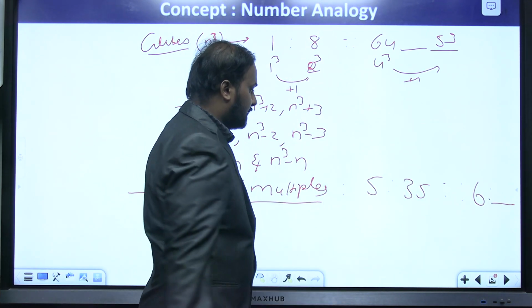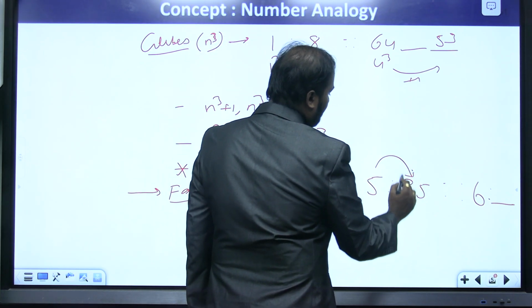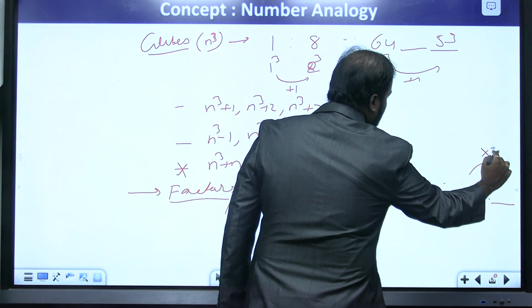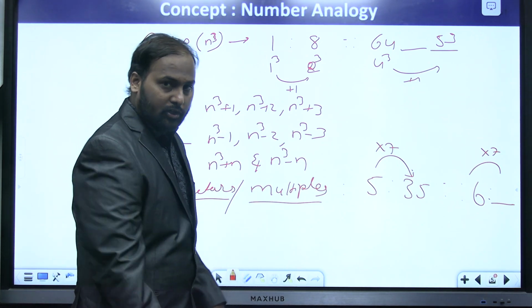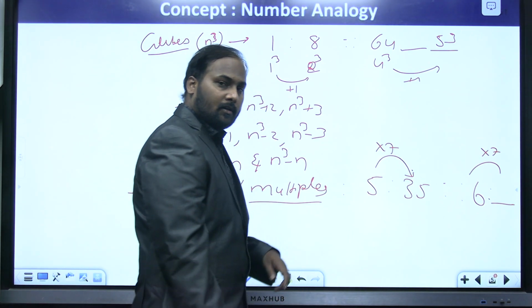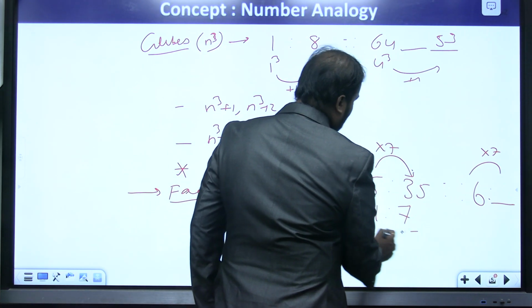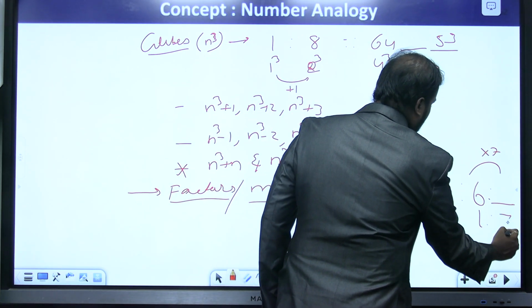The moment I see this, it's a multiple. Okay, so how many times is it multiplying? Obviously 7 times. So here also you can write like into 7 times. Okay, it's a kind of multiple. Or if you want to convert into ratio, because both are multiples of 5, I can convert into ratio like 1:7. So 1:7. Similarly, here also 1:7, right?